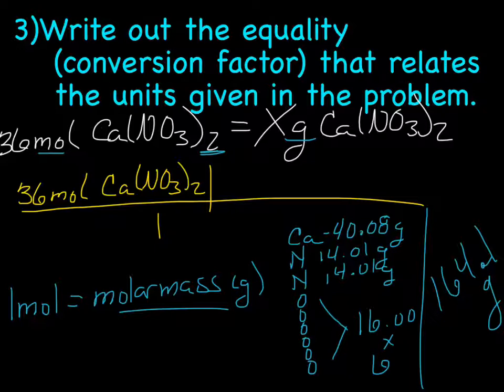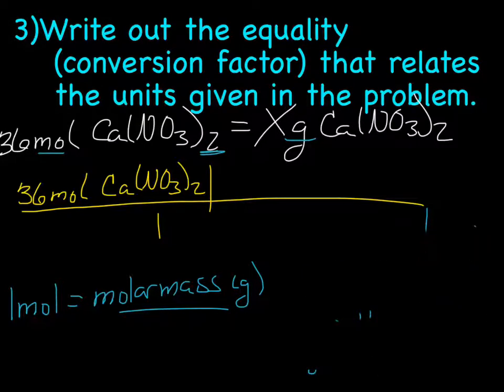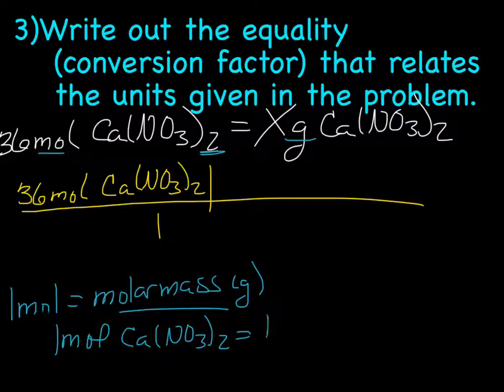Looks like we're supposed to have 4 sig figs, which we do. So now our equality, I've got a mess going on here. Let's get rid of some of this stuff. Our equality would then be 1 mole of CaNO3 equals 164.1 grams CaNO3.